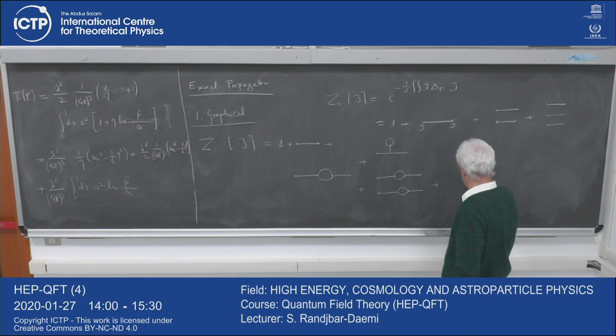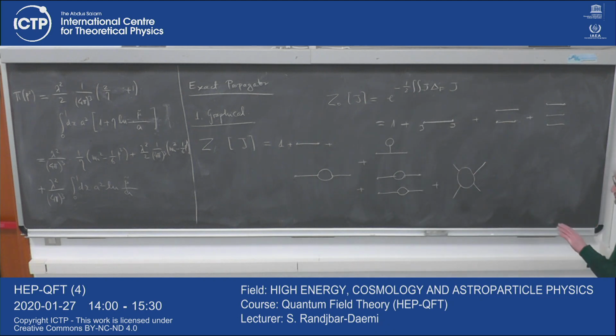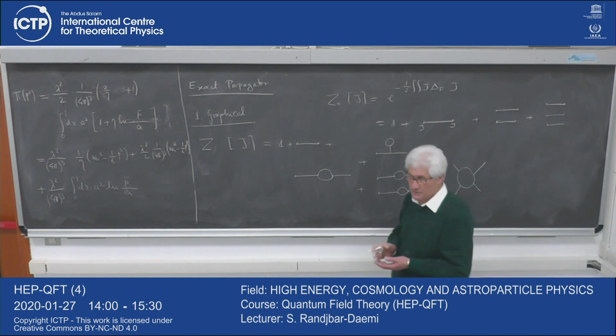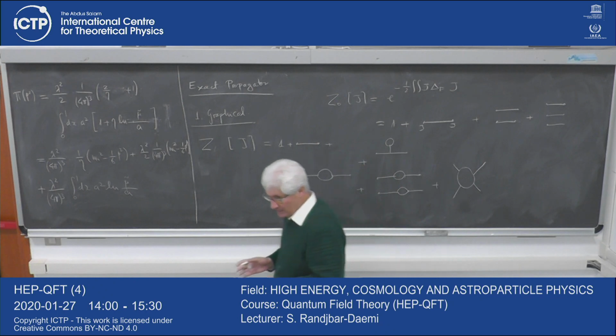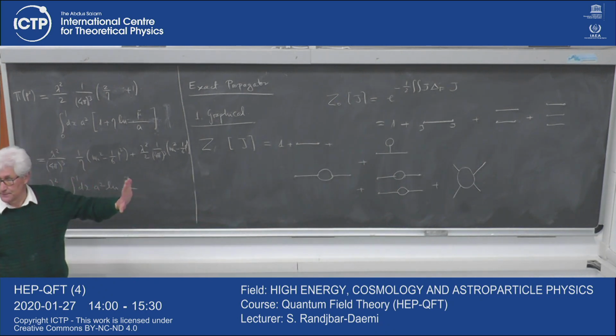But you can also get a connected piece like this, etc., etc. So you get all sorts of graphs. The only ones that I am not writing are the ones which have disconnected vacuum bubbles. We saw that they disappear. Okay? There is an enormous amount of redundancy here.